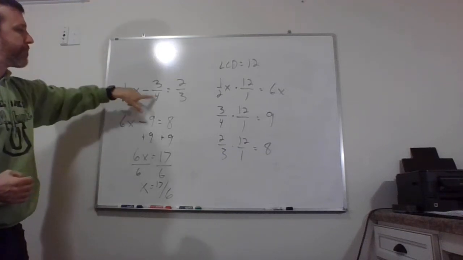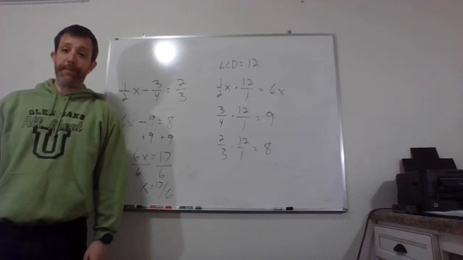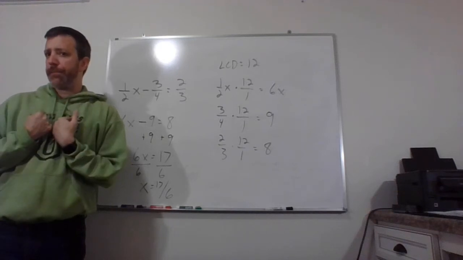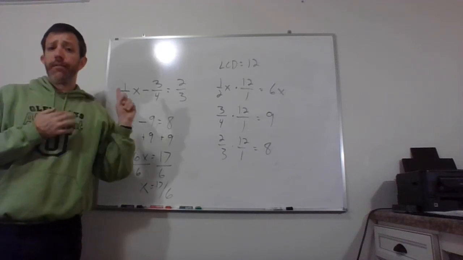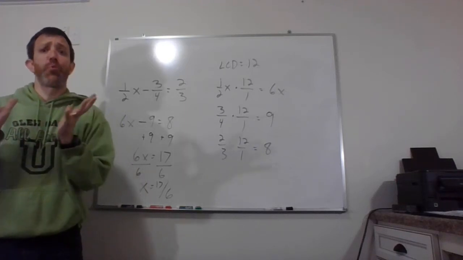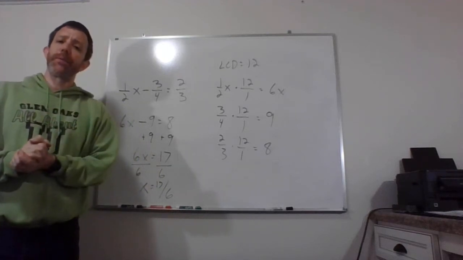Here it is. 1/2 x minus 3/4 is equal to 2/3. Uh-oh, that's not fun. That's a bunch of fractions. Okay, so while I know that it's fun for me because I'm kind of weird, for a lot of you, that is definitely not going to be the case. You're going to look at that and go, oh my gosh, why did he give me all those fractions? So let's see if we can do something about that.